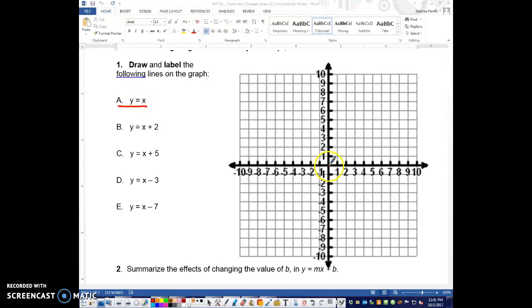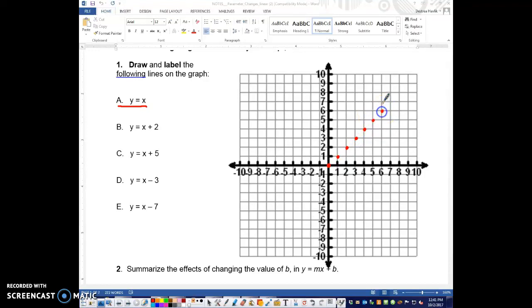So the y-intercept is at 0, and the slope is 1 over 1. Because there's nothing in front of x, that means your slope is 1 over 1. And when you don't have a number at the end, that means your y-intercept is 0. So we go up 1 over 1, up 1 over 1, up 1 over 1, up 1 over 1. Be sure you're drawing this on your paper.